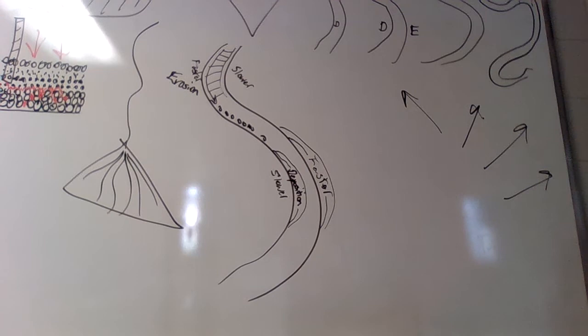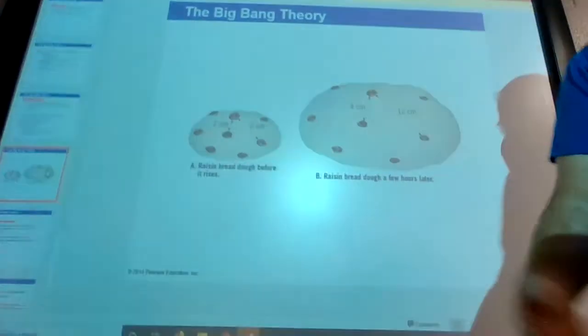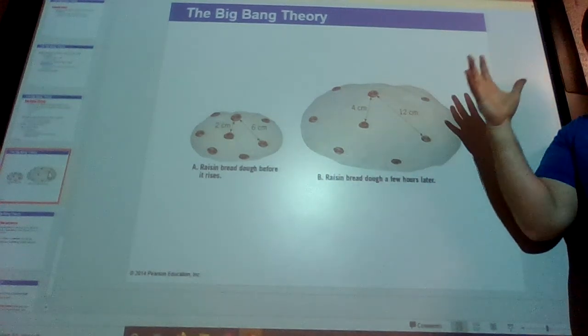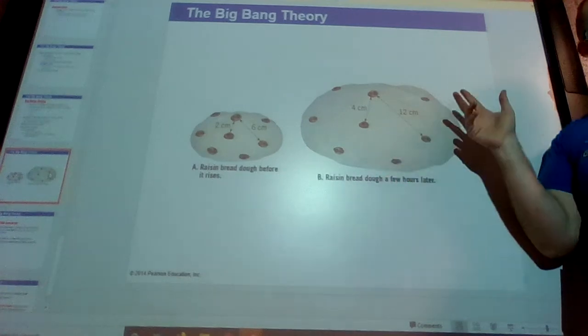So you take raisin bread dough, and just like any dough, it's going to rise and expand outward as the yeast creates air bubbles. If you have raisin bread dough, the raisins act as galaxies, right? So it doesn't matter which raisins you pick. You can pick any raisin in here and measure the distance to any other raisin. Let me bring this over here so the online people can see. When it rises overnight, all of those distances are going to get bigger. It doesn't matter which one you pick, they're all going to get bigger.